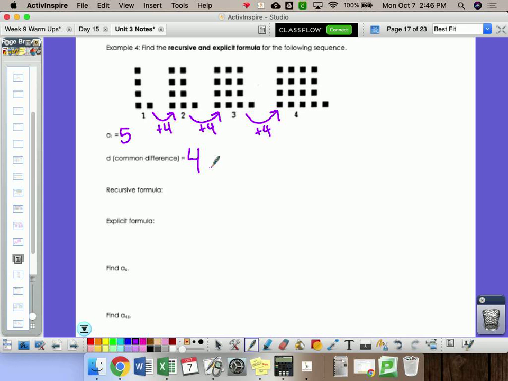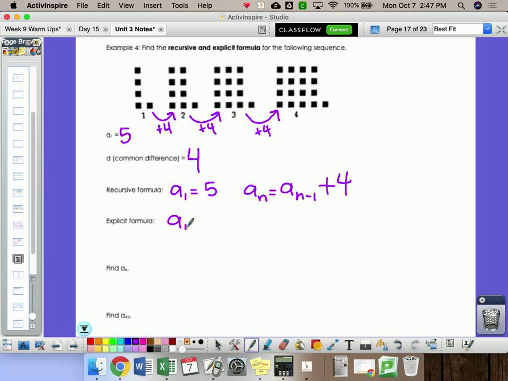So for my recursive, I have to write my equation. Every time I write recursive, I have to say what my A1 was, and that was positive 5. And then I have to write my equation. So A sub n is A sub n minus 1 plus my common difference, which was positive 4. Then I have to write my explicit. So it's similar. We use the same things, but we have to write the different equation.